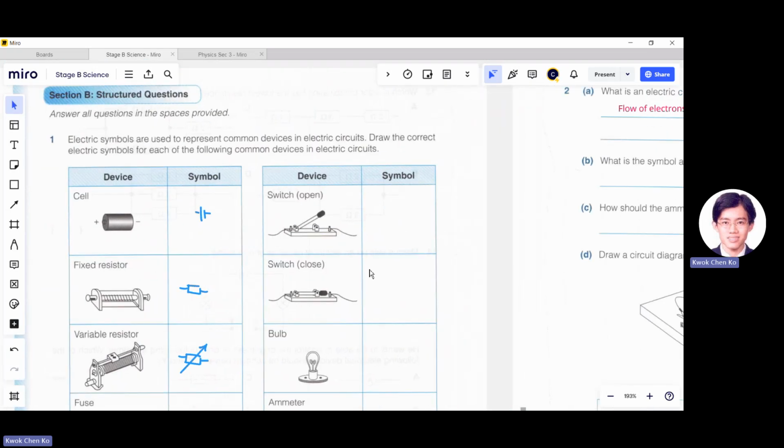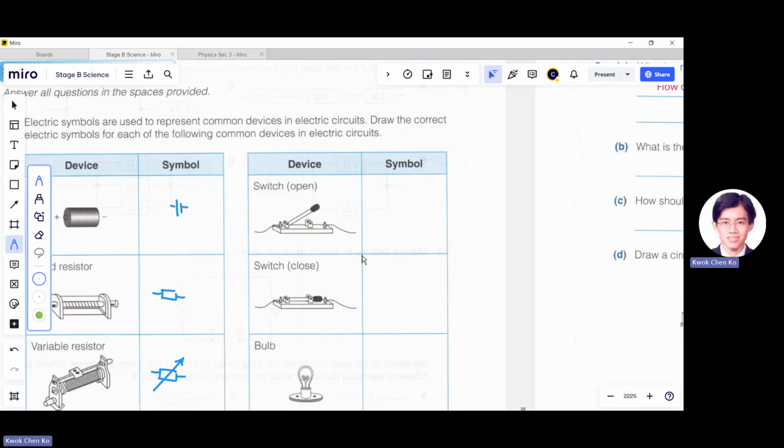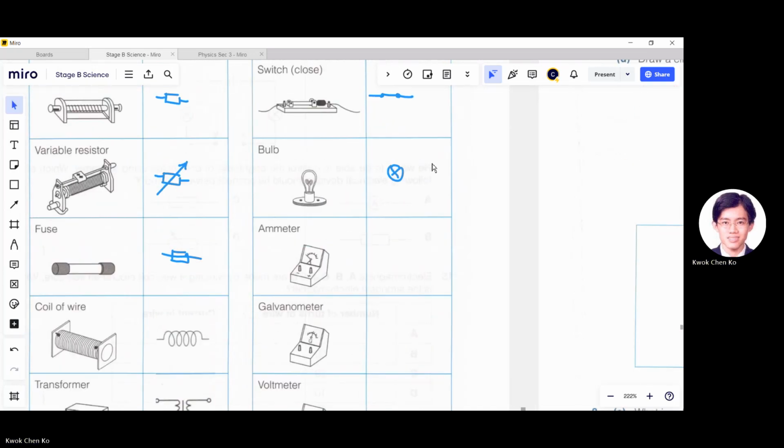Switch, better get it right. This is a primary school thing. Stop, of course, better get it right. This is another primary school thing. Likewise for the rest: ammeter, galvanometer, it's a G, voltmeter. Oh, come on.